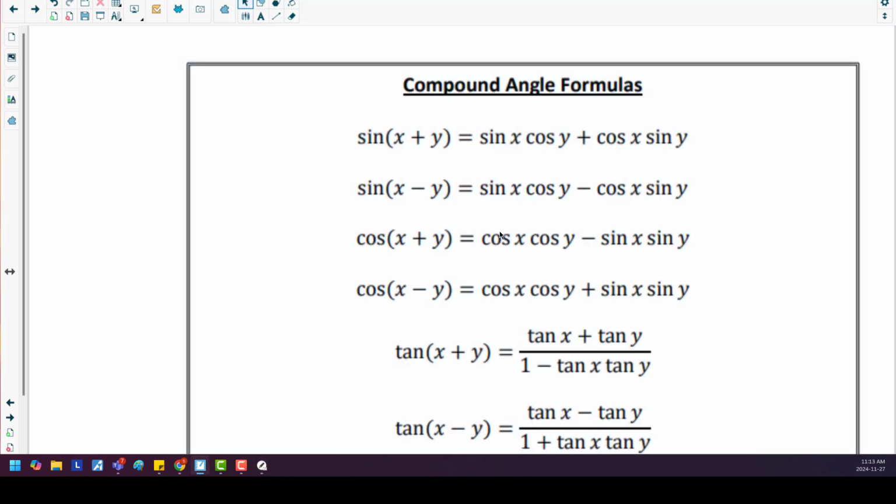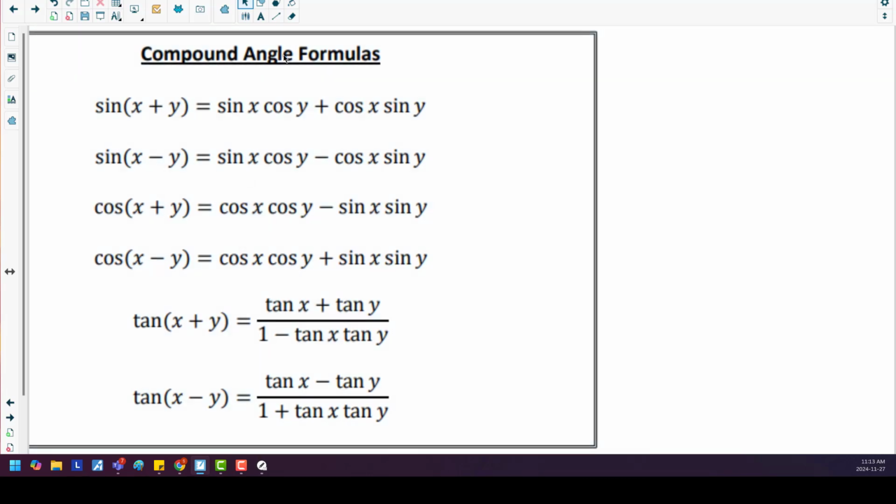Okay, here we have all the compound angle formulas. We have sine brackets x plus y equals sine x cos y plus cos x sine y, and so on. You need to memorize this. You need to get a formula sheet. You need to write these down because you are going to use these throughout this unit. And let's do our first example in which we use these.